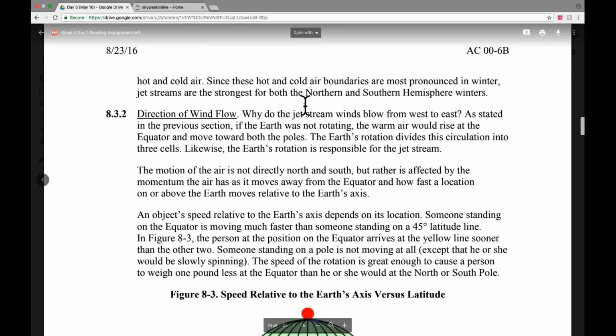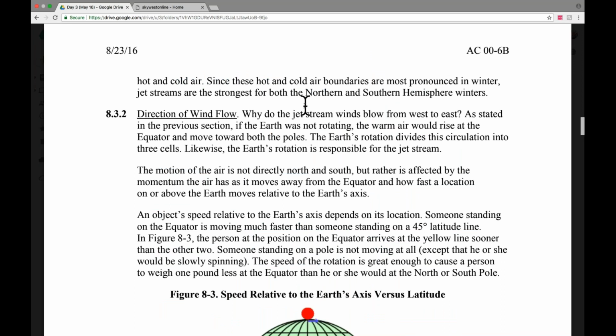So direction of flow. Why do the jet stream winds blow from west to east? As stated in the previous section, if the Earth was not rotating, the warm air would rise at the equator and move towards the poles. The Earth's rotation divides the circulation into 3 cells. Likewise, the Earth's rotation is responsible for the jet stream. Motion of the air is not directly north and south, but rather is affected by the momentum of the air. Momentum the air has as it moves away from the equator, and how fast the location on or above the Earth moves relative to the Earth's axis.